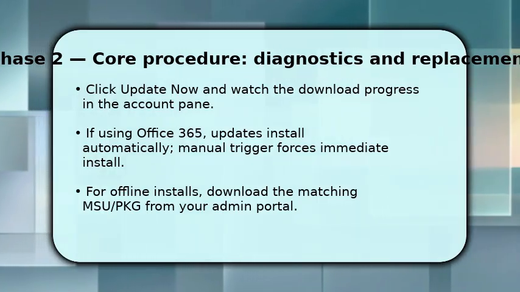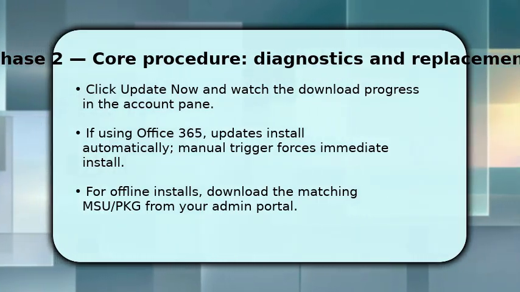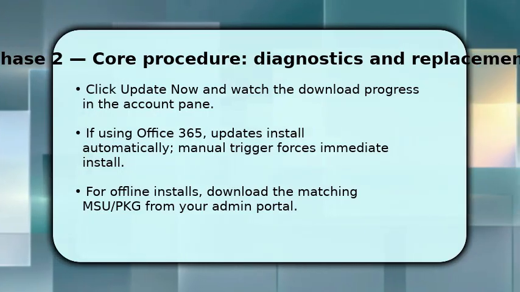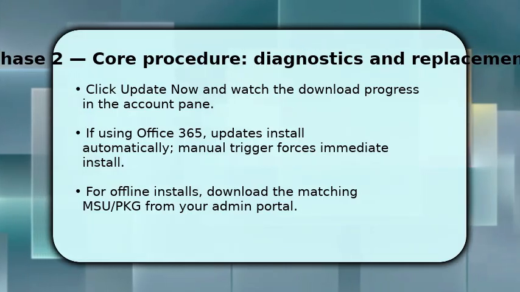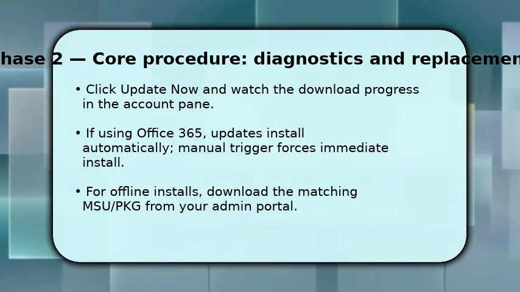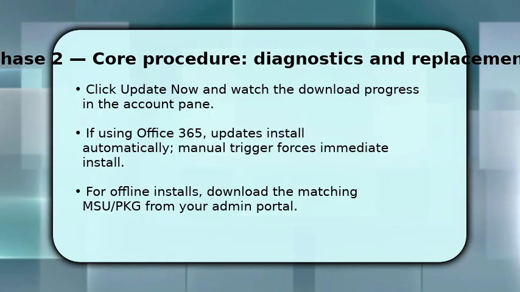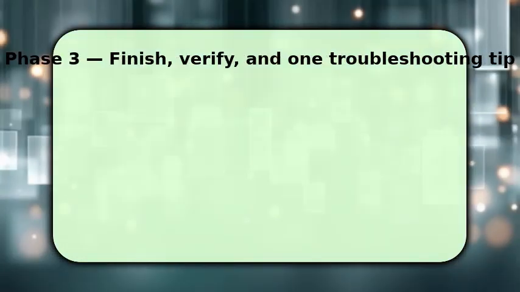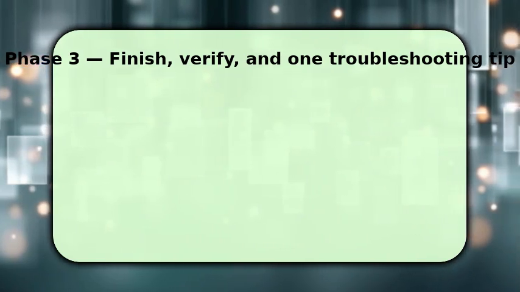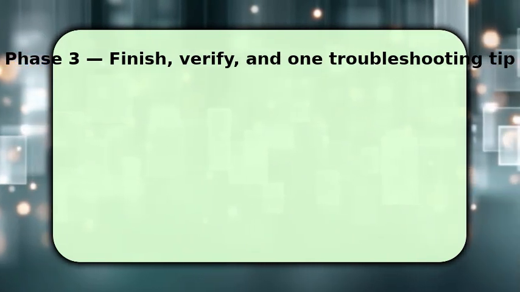If you run managed or offline environments, download the appropriate MSU or PKG that matches your build and run it as administrator. Make sure to keep Word closed during installation. Otherwise, files may not update correctly, and you'll be prompted to finish by restarting Word and verifying the updated version in File, Account. Confirm that recent security and features are present.